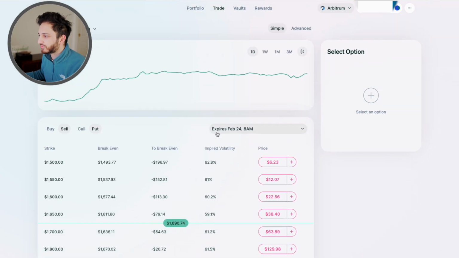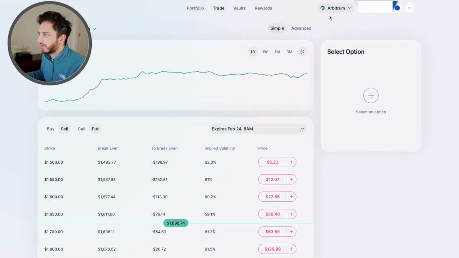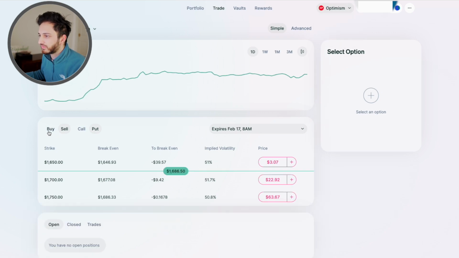Everything else is pretty much the same in terms of you just select an expiry and then choose whichever one suits you best. I think sometimes it's important to just have a look and see what Optimism offers. So if we have a look at the buy call options here, expiring tomorrow, we can see the price is $45.67 on Optimism, but if we go to Arbitrum, it's a couple of dollars more expensive.